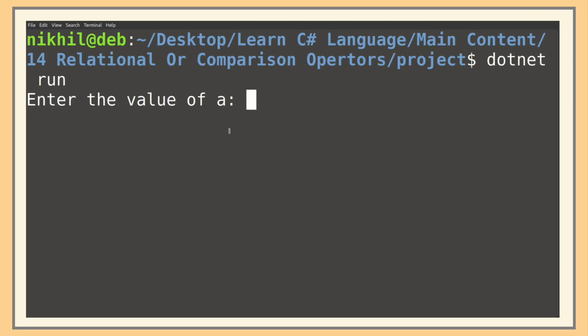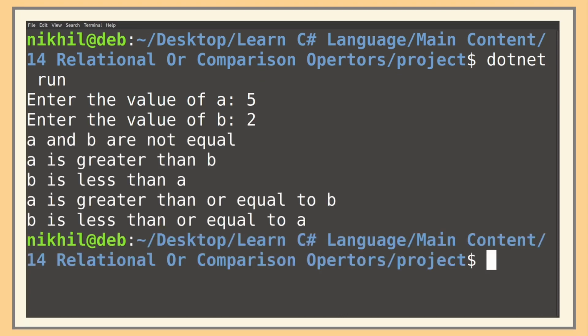So it's asking for the value of A, so we write 5, and the value of B, which is 2. So this is printing all the statements: A and B are not equal, A is greater than B, B is less than A, A is greater than or equal to B, B is less than or equal to A. Alright, thank you.